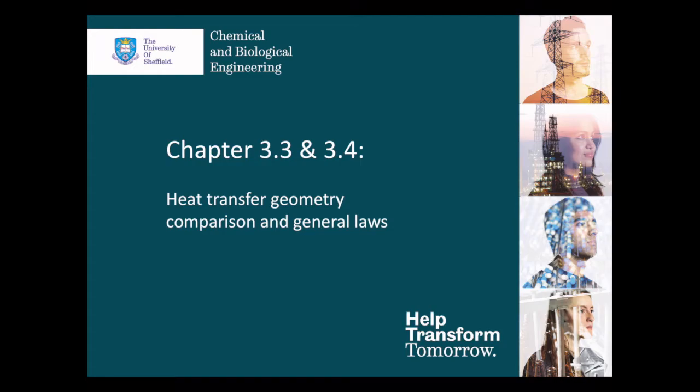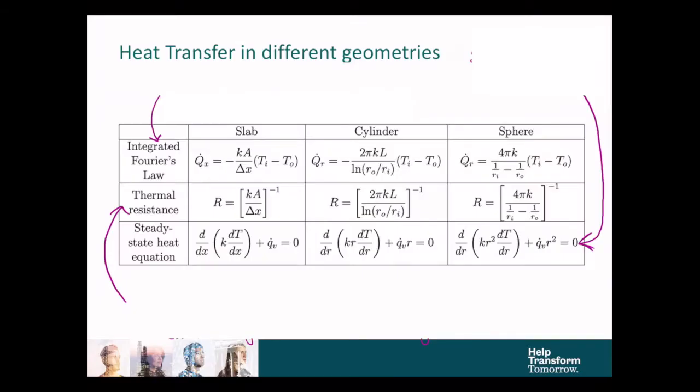So I've summarized the different heat transfer geometries that we've looked at, slab, cylinder, and sphere, in terms of the Fourier law, the thermal resistance, and the steady-state heat equation. And just as a brief reminder, to get the integrated Fourier's law, all we did was take the generic Fourier law and plug in the heat transfer area and integrate.